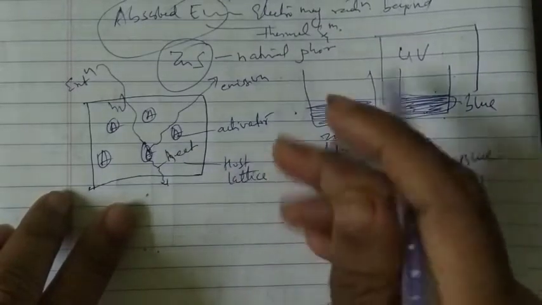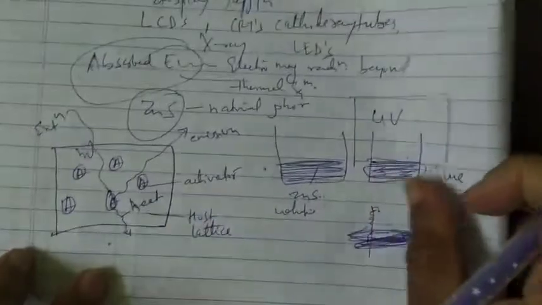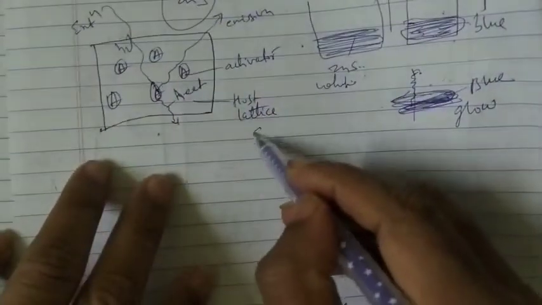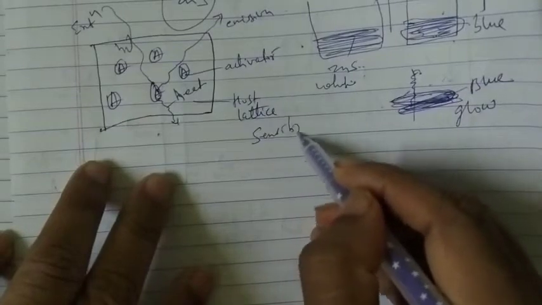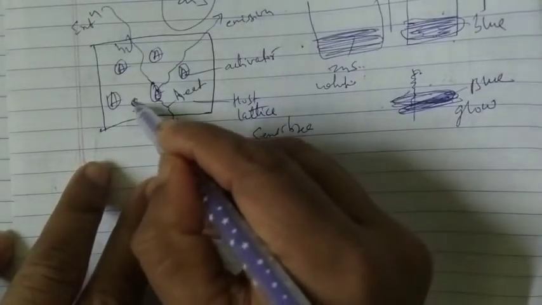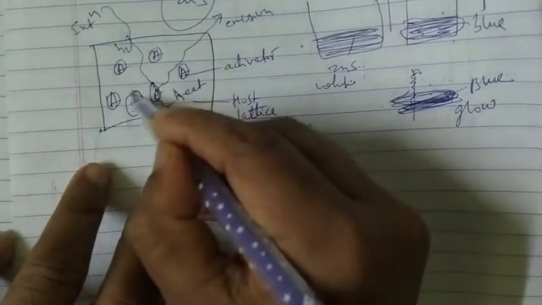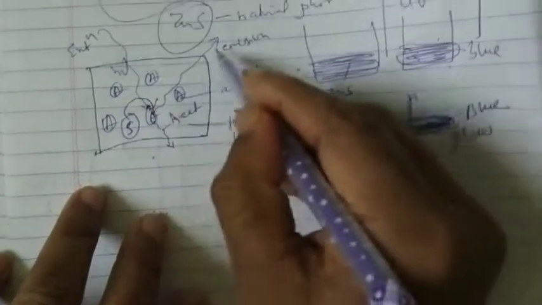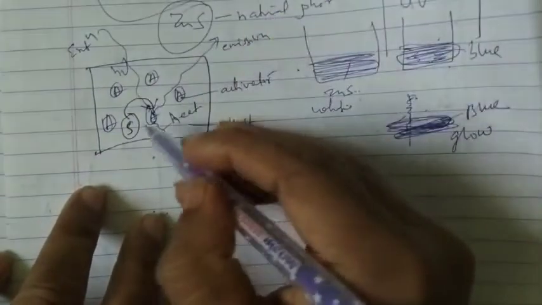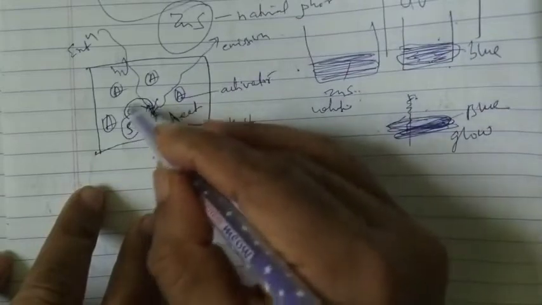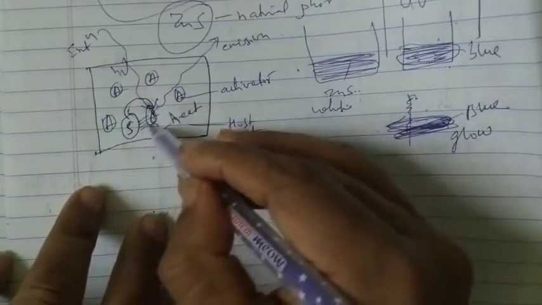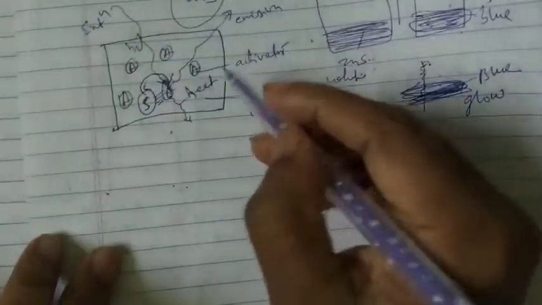This is how a phosphor works. Sometimes a sensitizer is also used, and its work is the same: it passes the energy to the activator, and the activator emits in some mode like this. The energy will be the same, but the main thing here is the activator.